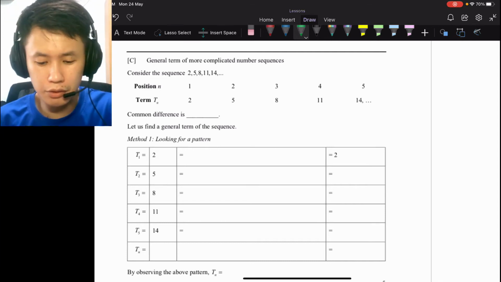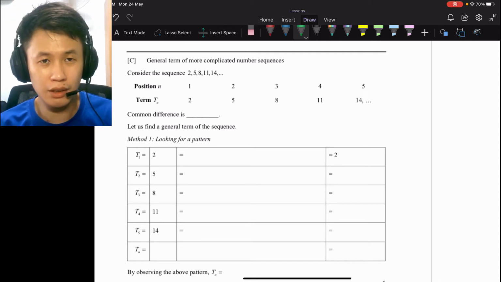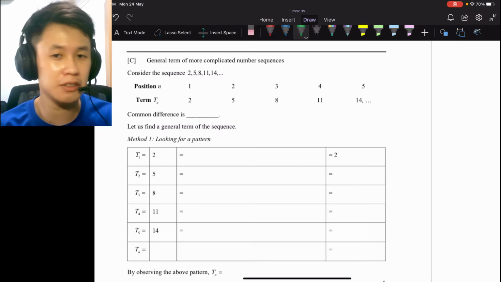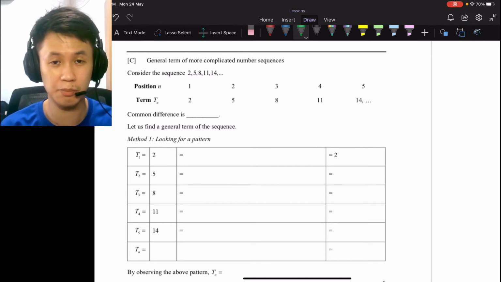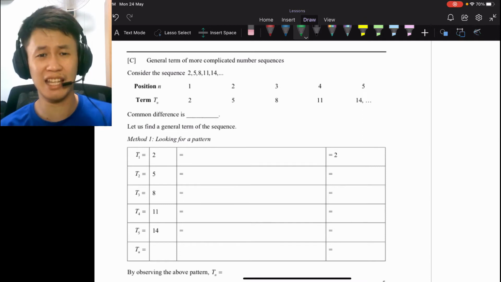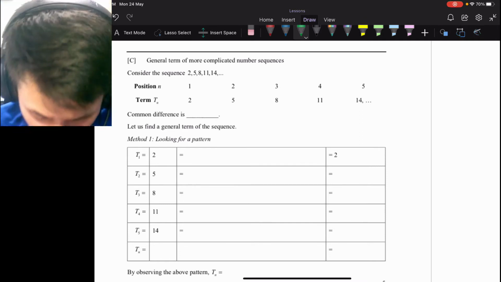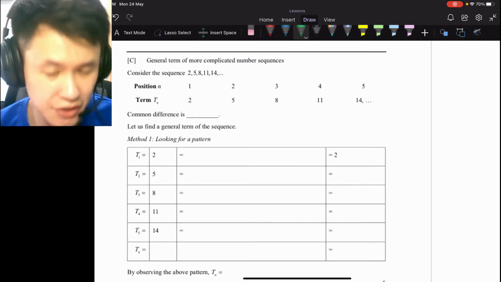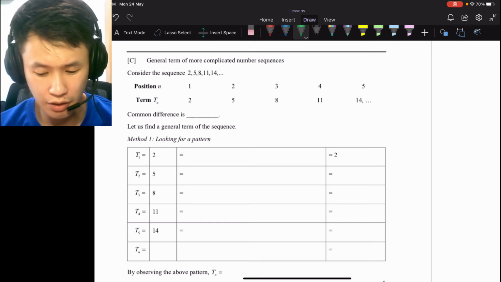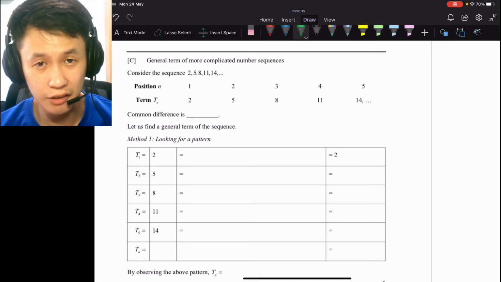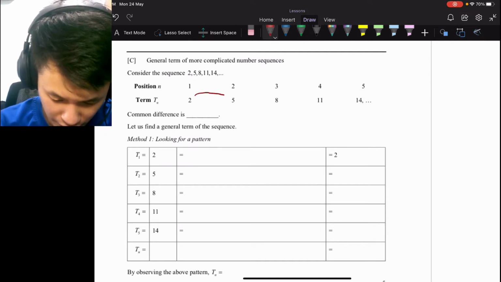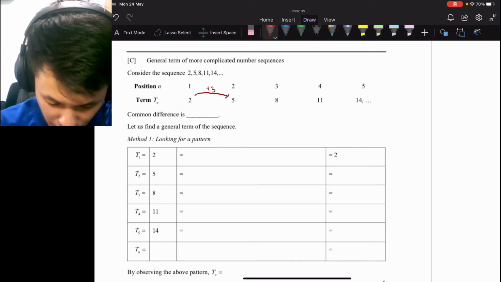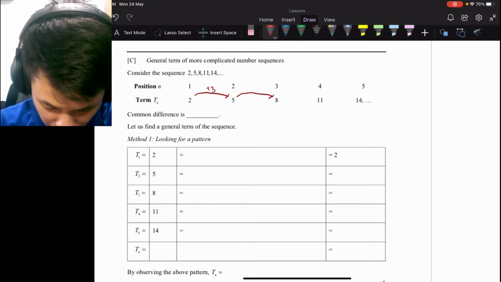Okay, so now we're gonna go on to more complicated number sequences. It's very different from just now when we had simple sequences. We can easily derive the general patterns like 2n, 3n, 8n, 5n. Now, the first step to finding a general term of other sequences is always to find the common difference. So in this case, from the first term to the second term, there's an addition of 3. Here as well, an addition of 3.